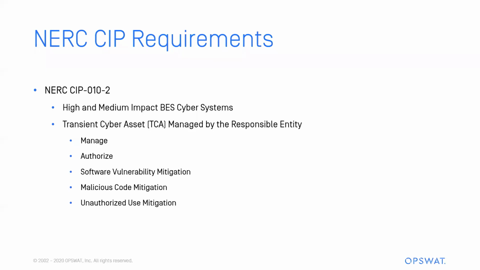And again, we're not going to go too deep into this because we could easily spend a few hours on this. But just to hit the high points, it's broken down into 4 different requirements for those TCAs that are managed by those that are responsible entities or have these compliance obligations. The first is to manage, which can be individually or in groups. To authorize, much the same manner, individually or in groups. Software vulnerability mitigation, malicious code mitigation, and then basically managing use, so unauthorized use mitigation.